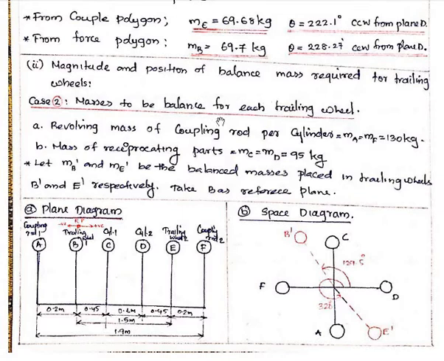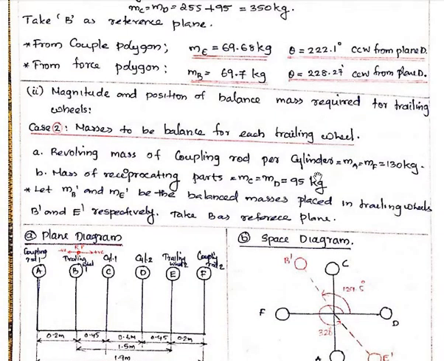The mass is to be balanced for each trailing wheel. So first, the revolving mass for coupling rod per cylinder, MA and MF, is 130 kilogram. As we considered in the previous case, it will be the same. As well as the mass of reciprocating parts MC and MD, we will take only 95 kilogram, because for the trailing wheel there will not be any revolving mass attached. Listen here, only the part of the reciprocating mass is acting in the case of a trailing wheel.